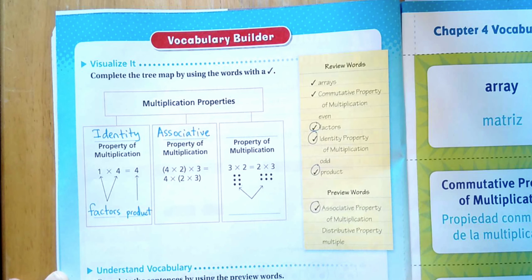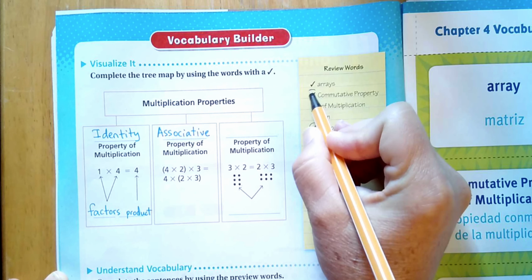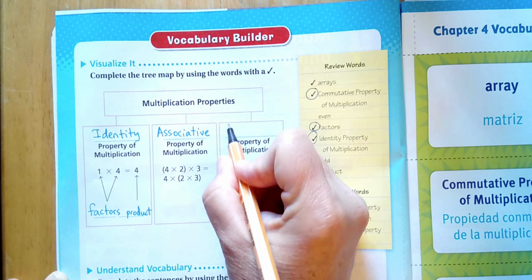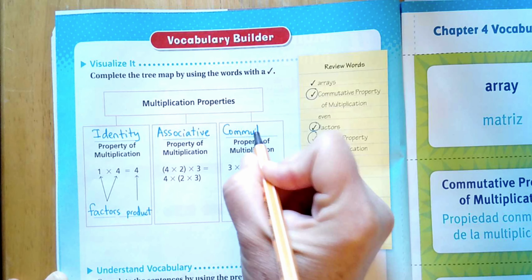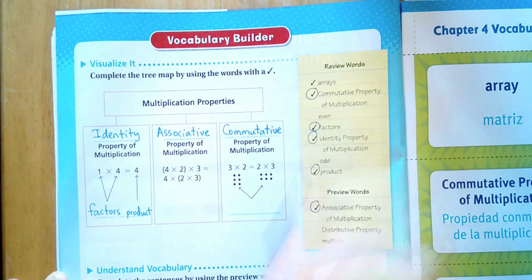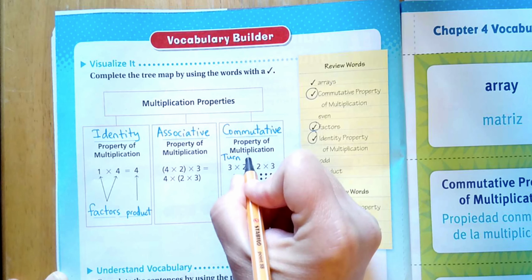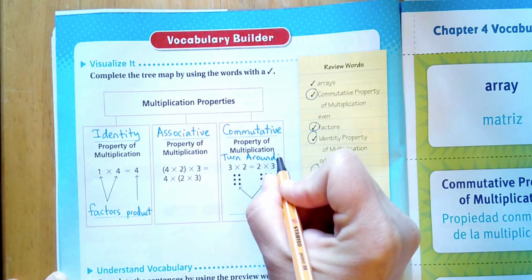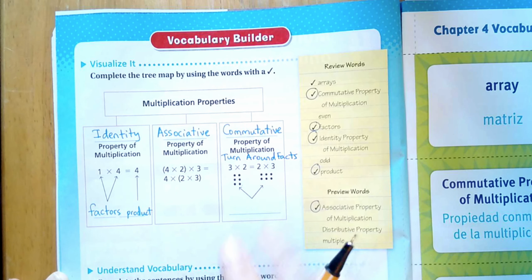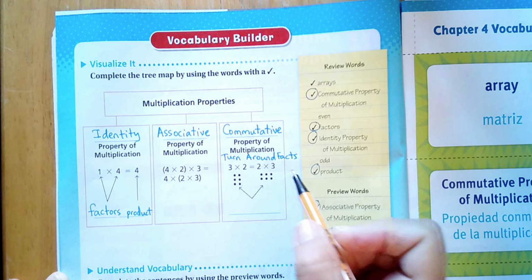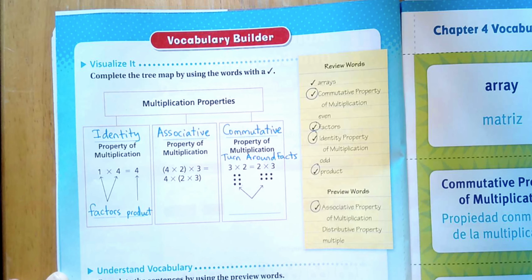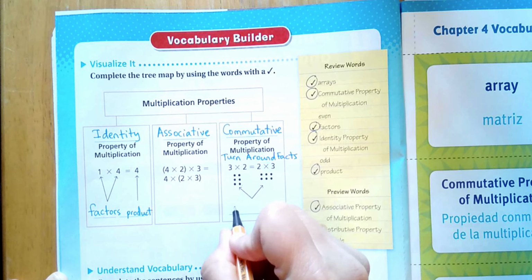Now, this property that shows 3 times 2 equals the same thing as 2 times 3, I think of it as the turnaround fact, but it is officially called the commutative property of multiplication. This also works in addition. I'm going to write here turn around facts, because you can flip those factors in multiplication, just like you can swap the order of the addends in an addition problem. Now, these arrows are pointing to these dots. These dots are in rows and columns, and we call these arrays.